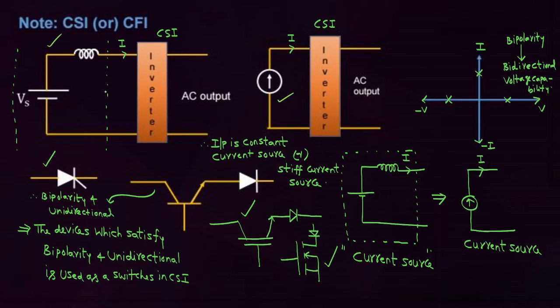This concept you already studied in network theory also. A voltage source in series with a large inductor is equivalent to a current source. Sometimes they will give the voltage source with an inductor, that is also a current source, or directly they will give the current source. Then what type of switches are used for the current source inverter?